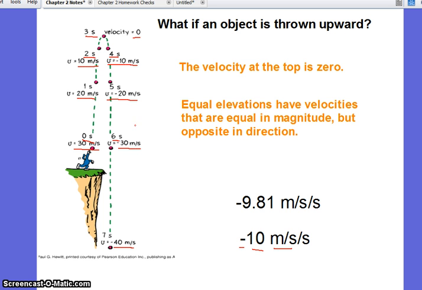And what we see here is that at equal elevations, our velocities are equal in magnitude, meaning they have the same value, 30, but they are opposite direction, meaning one is positive and one is negative. So if ever we start and stop at the same elevation, we can first of all say our displacement is 0 because we have not changed our height. But we can also say that the final velocity is simply opposite that of the initial. So if the initial is 30, we automatically know the final is negative 30.